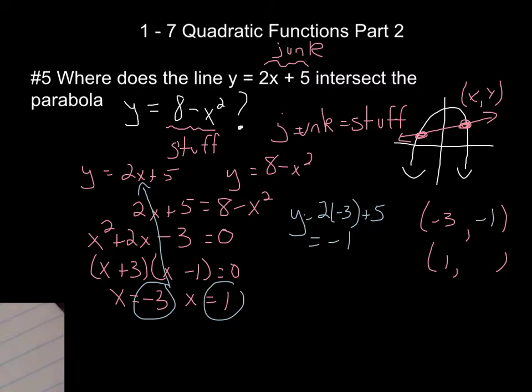There you go. There's an x and a y. That's where the parabola and the line intersect. At least one of the points anyway. Pick up the 1, do the same thing. Put it in for x. So you'd have y equals 2 times 1 plus 5.